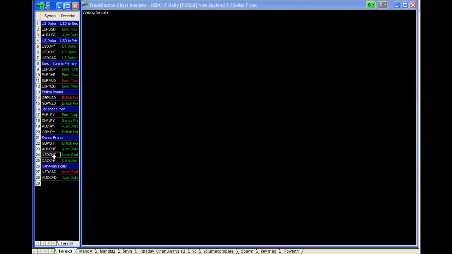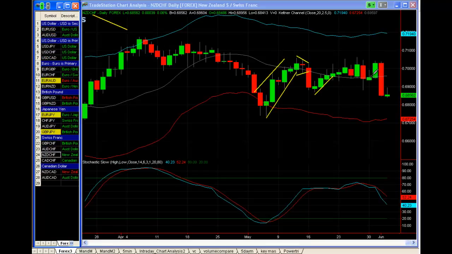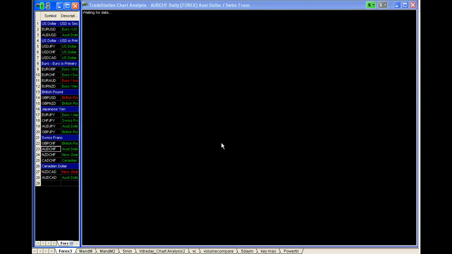Here is the New Zealand dollar versus the Swissy. Just consolidating. Looked, hey, we're holding the moving average. Let's see if we could pop. Nope, instead we'll drop. I know I skipped the Aussie Swiss. We'll go back to that.